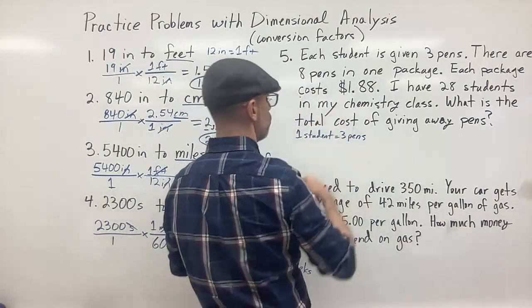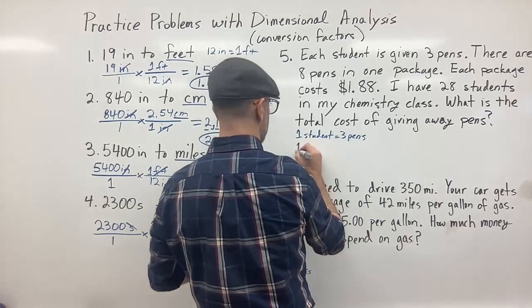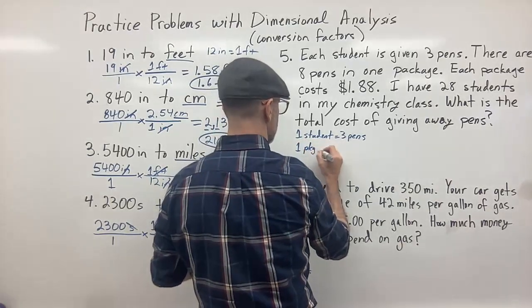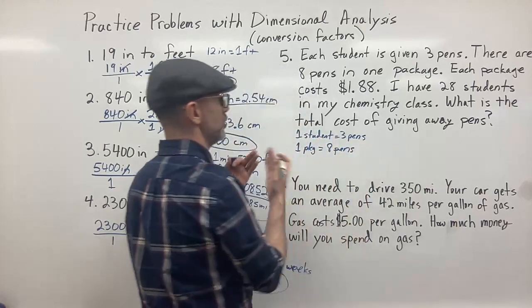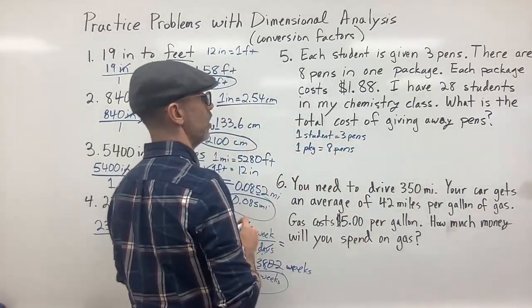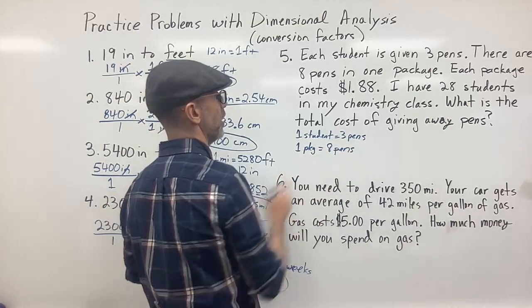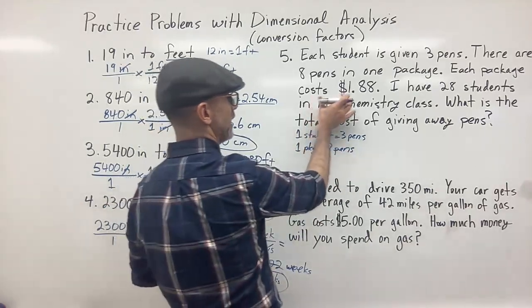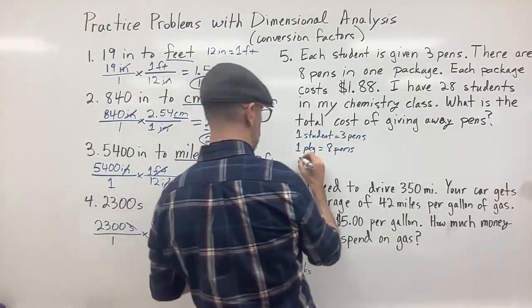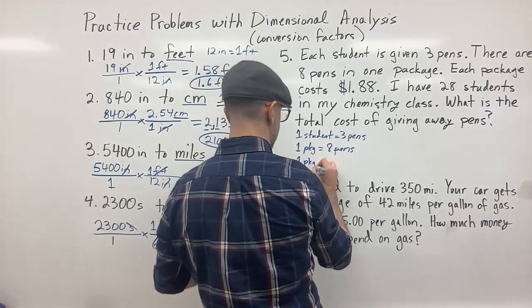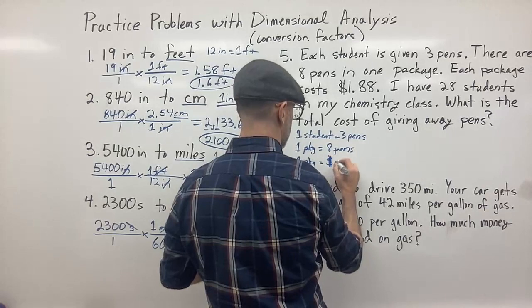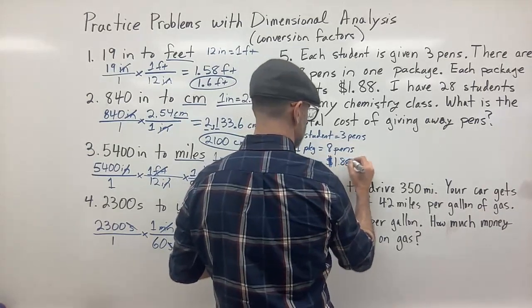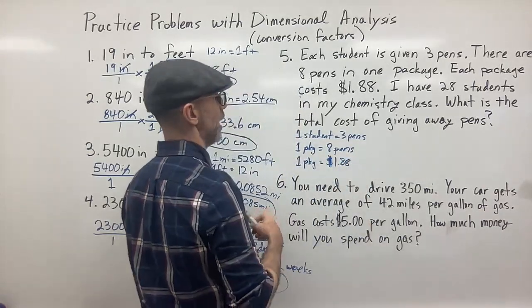There are 8 pens in 1 package. So we can write that 1 package equals 8 pens. So that's a relationship. So we're going to write that as an equality. One package of pens equals 8 pens. Each package costs $1.88. So one package equals $1.88.